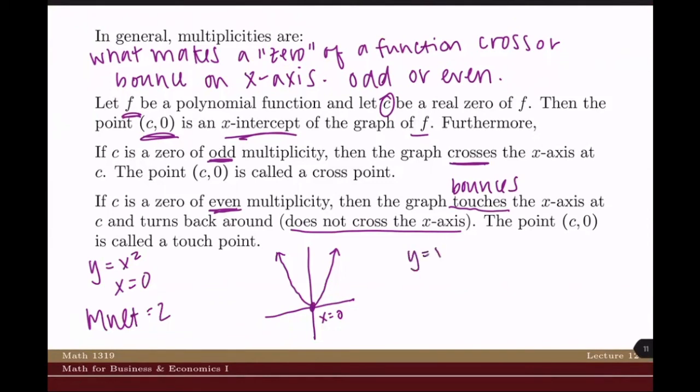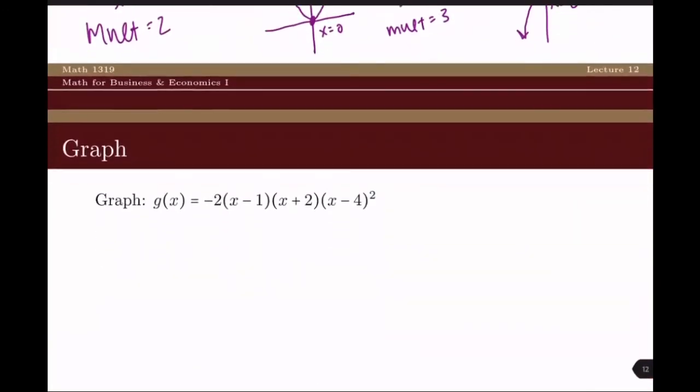Similarly with y equals x cubed. My x would be 0, and it would have a multiplicity equal to 3, because x cubed. However, my graph of x cubed looks like this, and here is x equals 0. So now you can see when they're even multiplicity, they bounce, and when they're odd, they're going to cross through. All right? Keep going.